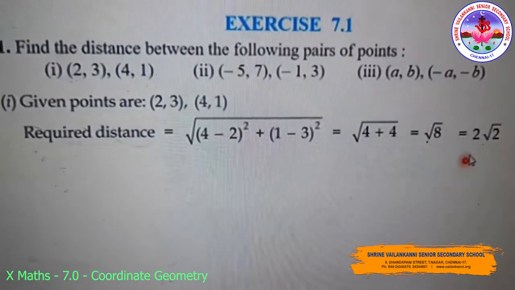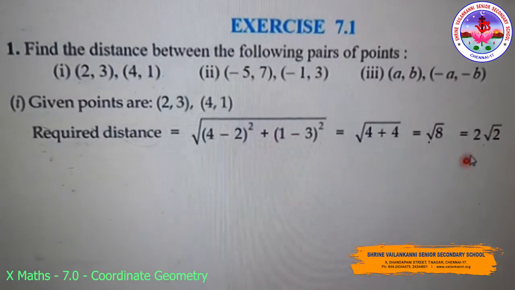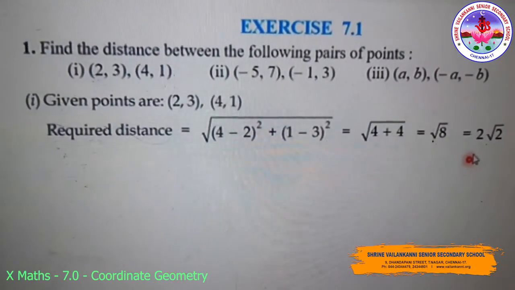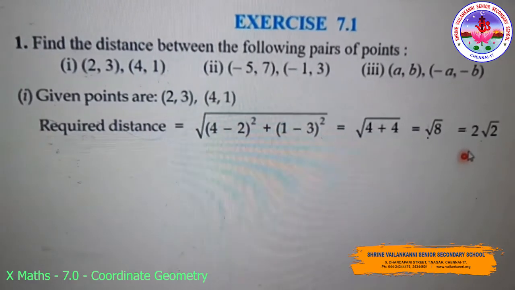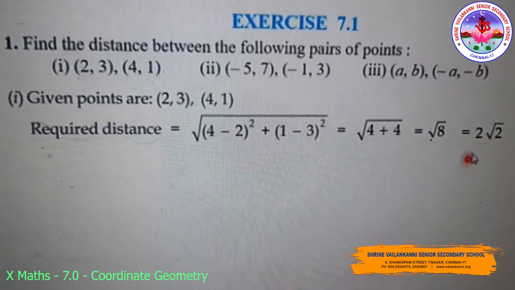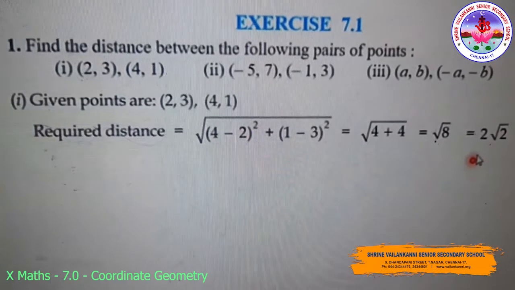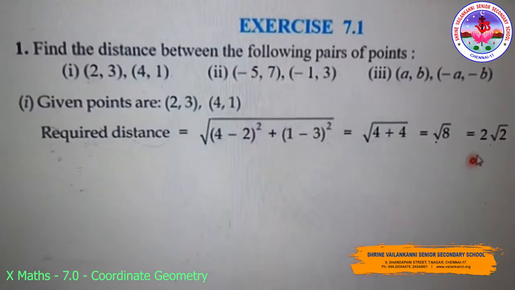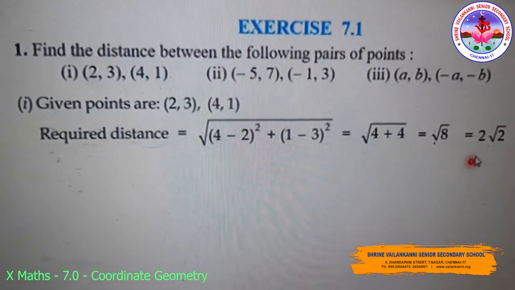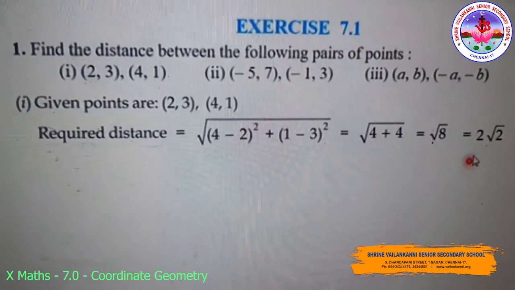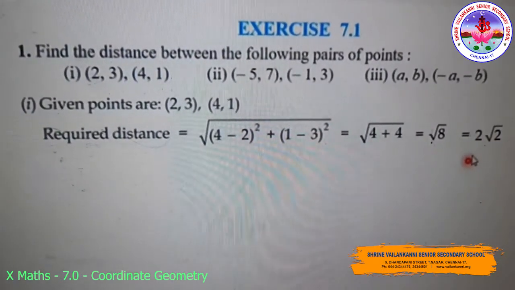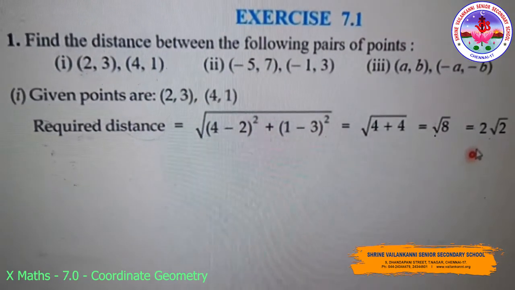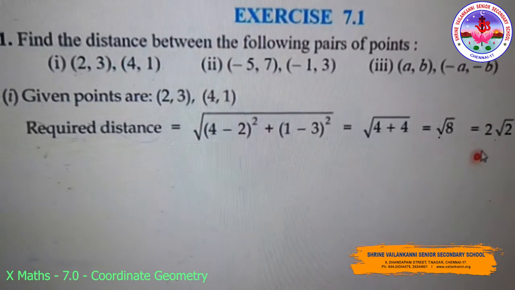Now the required distance is the square root of x2 minus x1 the whole square plus y2 minus y1 the whole square, which is equal to 4 minus 2 the whole square plus 1 minus 3 the whole square, which is equal to the square root of 2 square plus minus 2 the whole square. It becomes 4 plus 4, which is equal to the square root of 8. Further, if you take out of the square root, I will get the answer as 2 root 2.